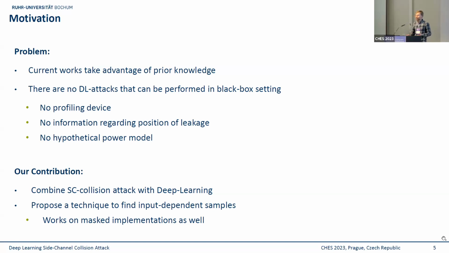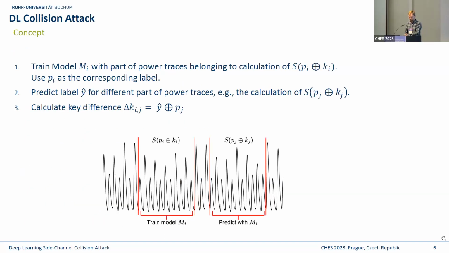With our attack, we make a black box attack possible by combining side-channel collision attacks with deep learning. Furthermore, we propose a technique to find input-dependent samples within a trace that even works on masked implementations, such that we can target full power traces. So let me give you a high-level overview of how our attack works first.